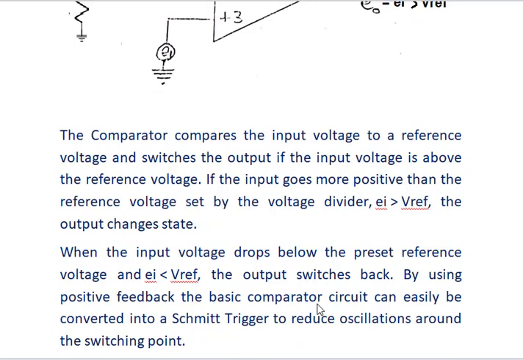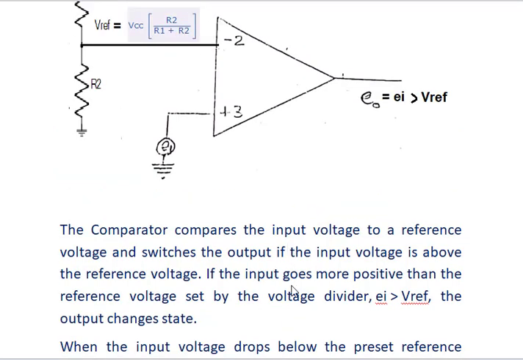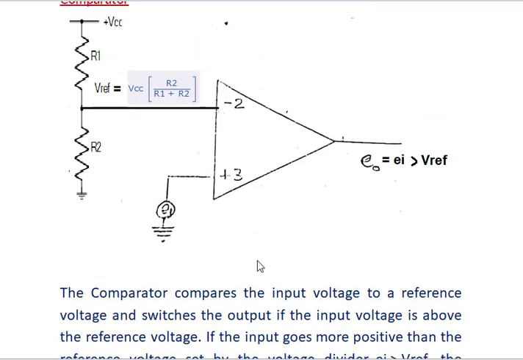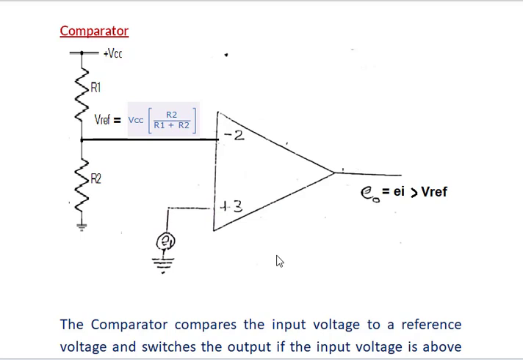By using positive feedback, the basic comparator circuit can easily be converted into a Schmitt trigger to reduce the oscillation around the switching point. But in our syllabus, we are not going to discuss the Schmitt trigger. So we just need to know what a comparator is. A comparator is an electronic circuit which compares the reference voltage and the given input voltage. It gives a positive output voltage when the input voltage is greater than the reference voltage. That is enough.